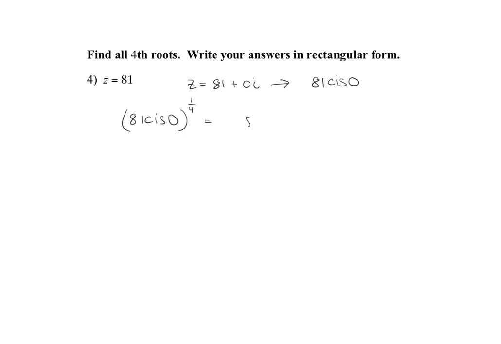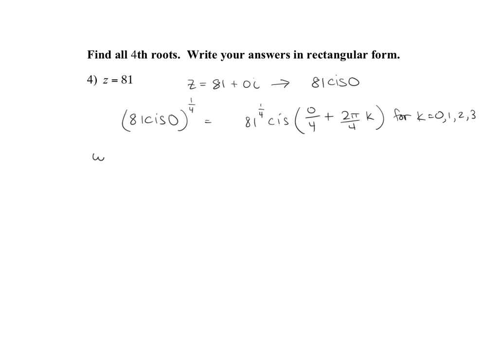this is going to be the modulus raised to that power times the cosine plus i sine. The argument is divided by however many roots, so in this case 4, plus 2 pi divided by 4 times k. And we need 4 cases of this, so we get the 4th roots. So it's going to be 0, 1, 2, and 3.